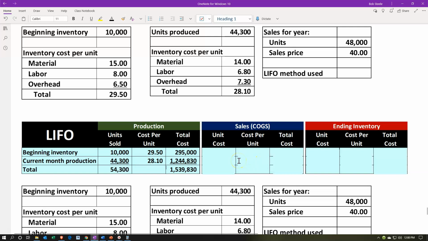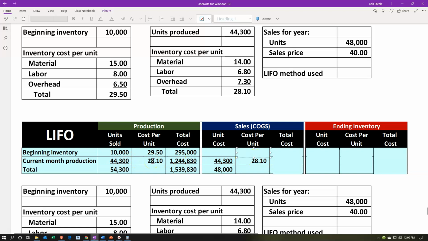So then we're going to assume we sold these units. We're going to sell the later units first. We're saying 48,000 units. We sold them at $40, but remember, that's the sales price, not the cost. We're dealing with the cost here. So we're going to wipe out the second column. The 44,300 are going to be completely sold out.